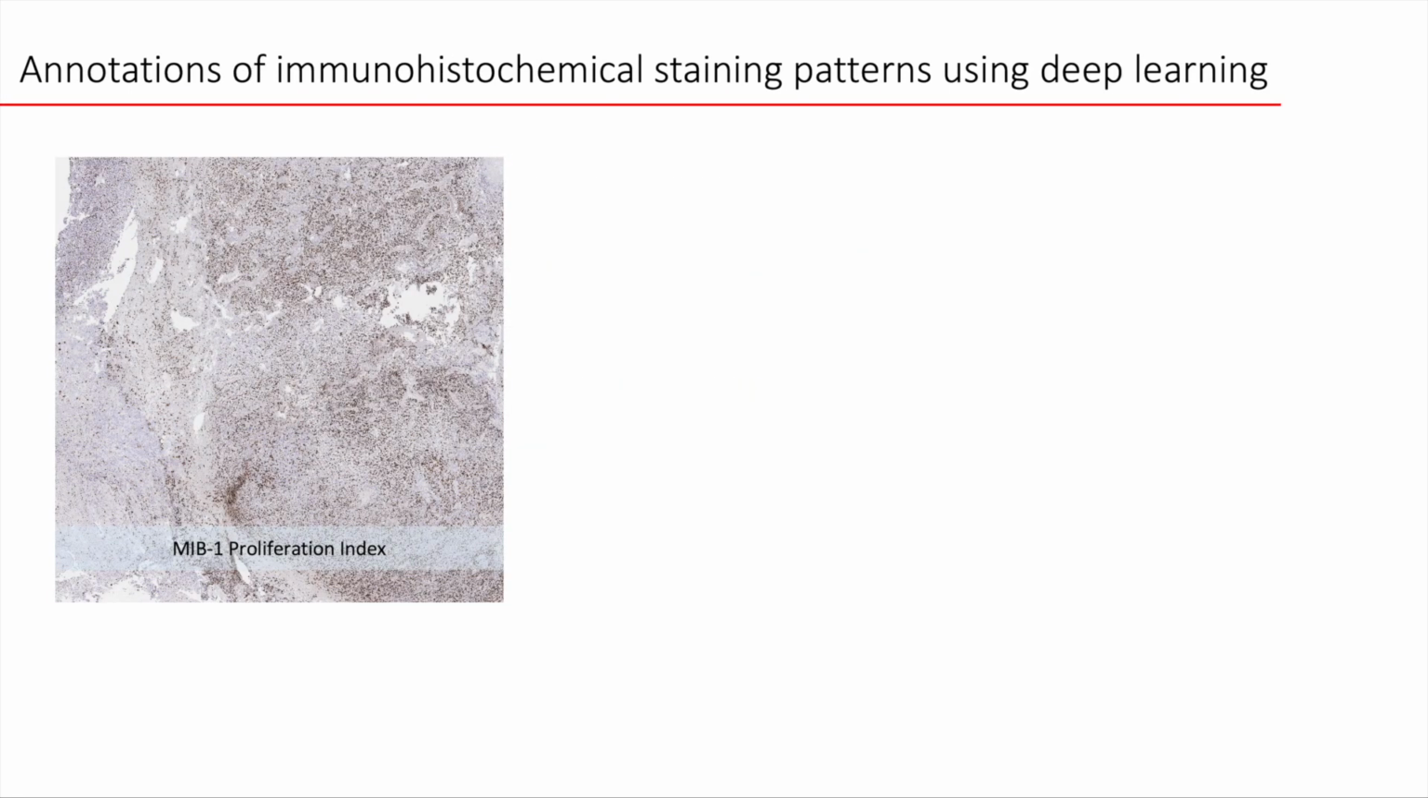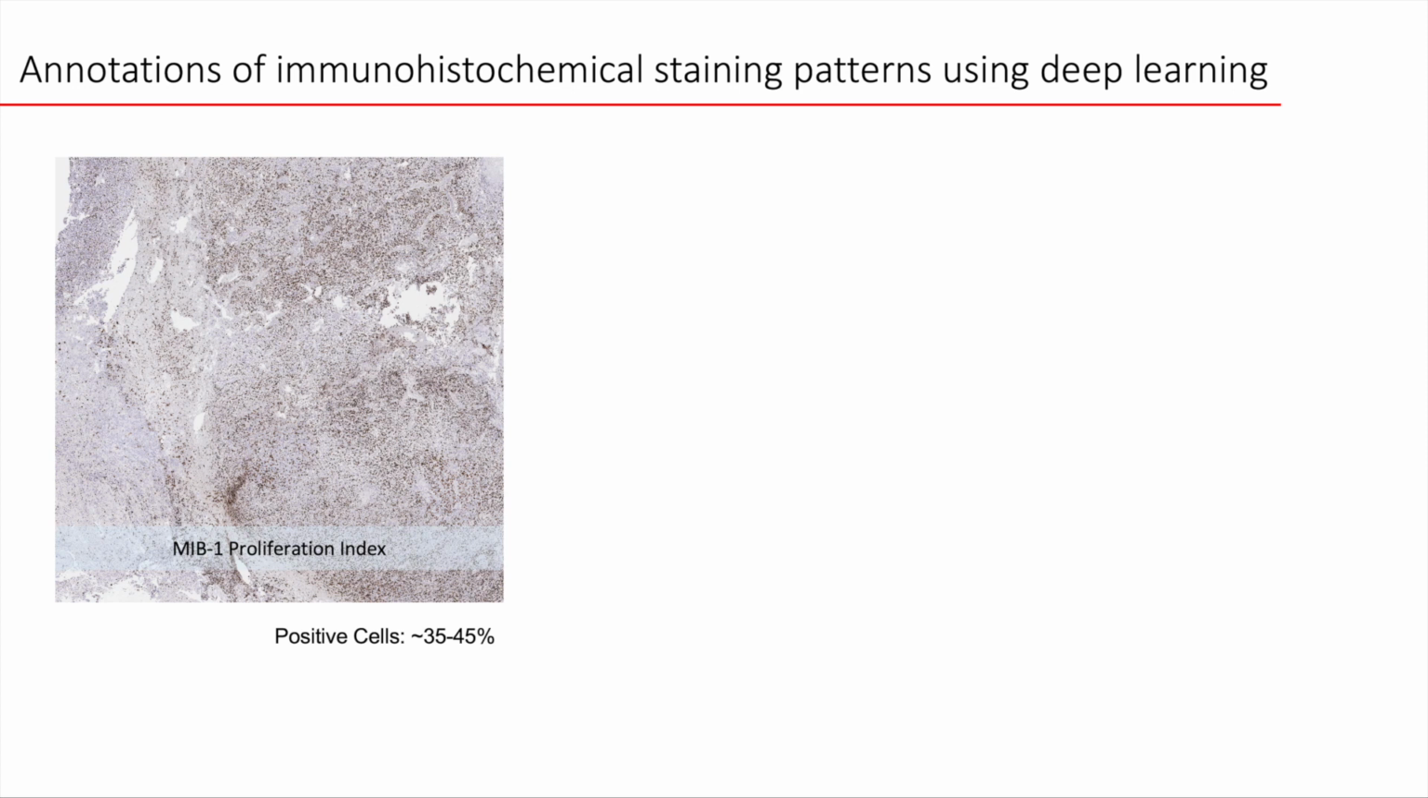Of course, you don't only need to do this for H&E stains, you can also do this for immunohistochemical staining. This is a MIB1 proliferation marker, which is used in many tumor types as a marker of the proliferative capacity of the tumor, and of course has prognostic value in many tumor types. So what we usually do in many cases in our practice is we try to estimate it based on our experience with this marker.